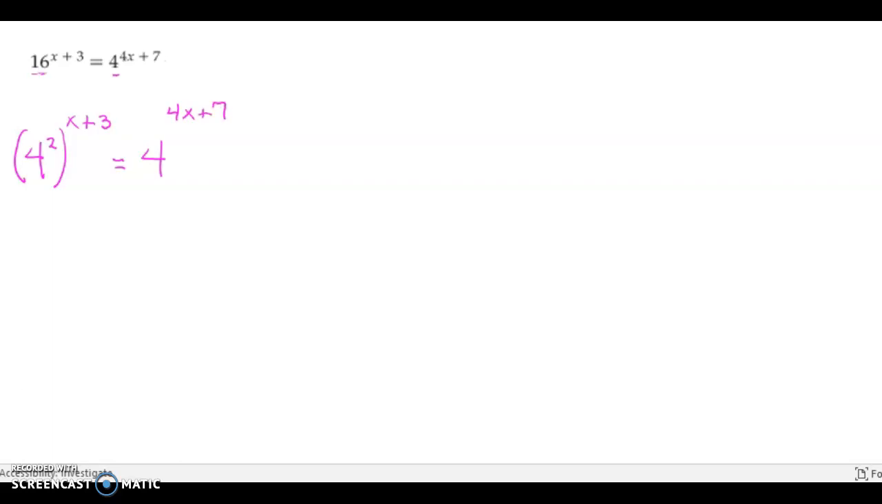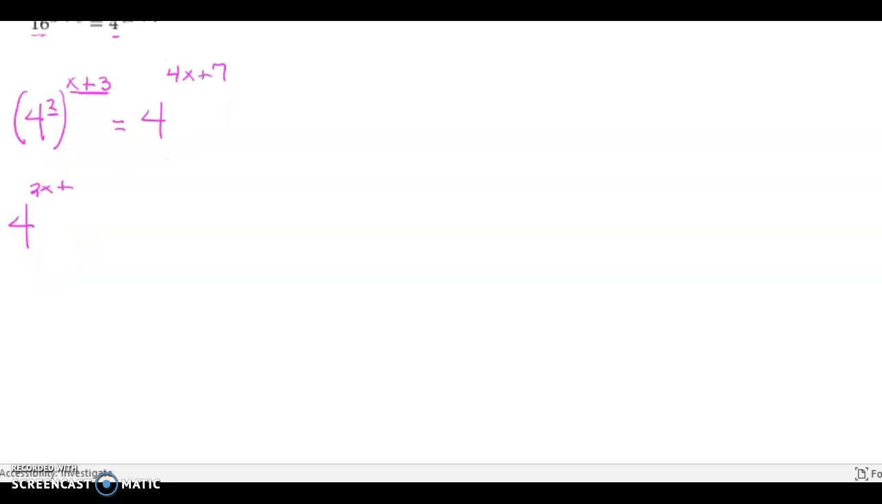Moving back to the left side, a power to a power, we multiply the powers. Make sure you distribute the 2. We get 2x plus 6. So make sure you distribute. 4 to the 2x plus 6 equals 4 to the 4x plus 7.